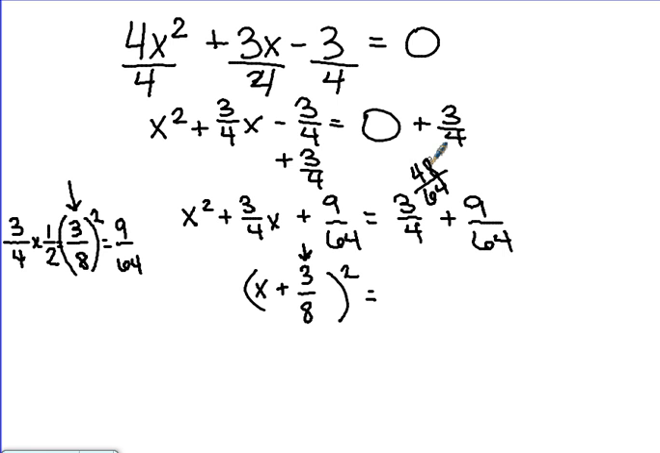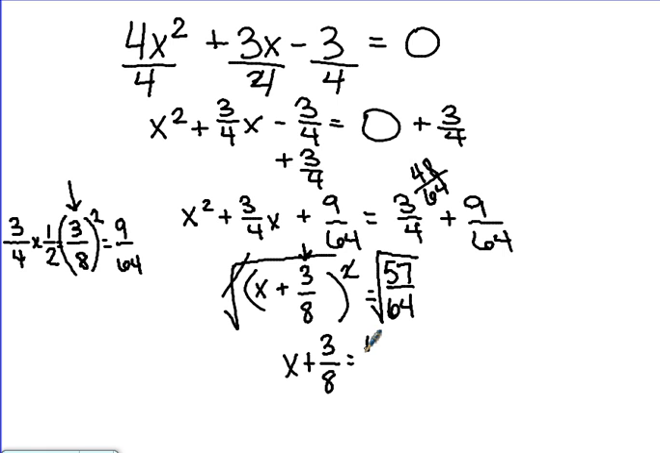And 48 plus 9 is 57. So we have 57/64. All right, now we can go ahead and take the square root of both sides. And the square root cancels out with the square, so I'm left with x plus 3/8 is equal to plus or minus. Now, the square root of 57 doesn't come out evenly, but the square root of 64 does. The square root of 64 is 8.